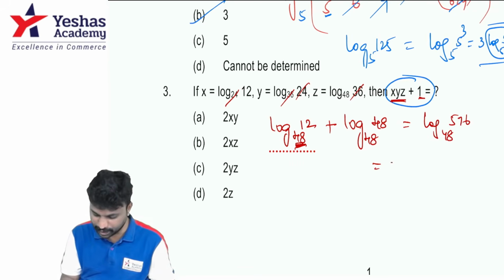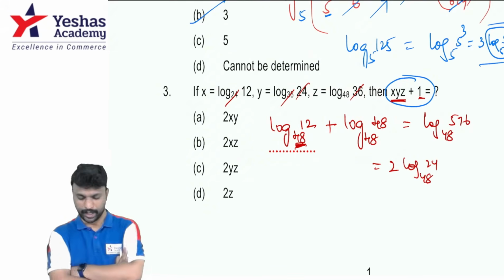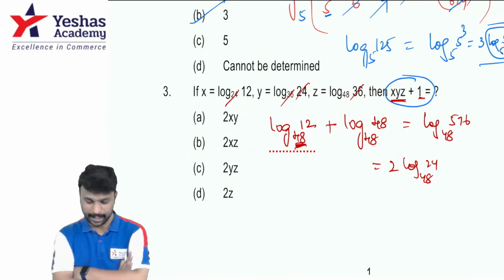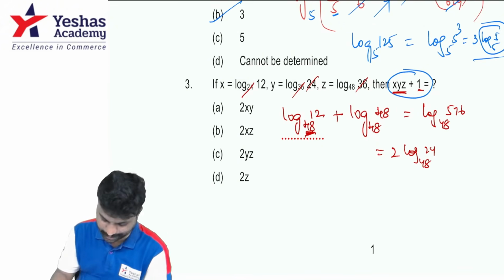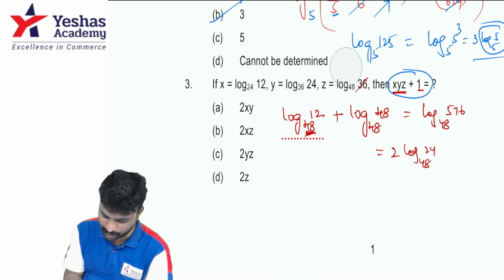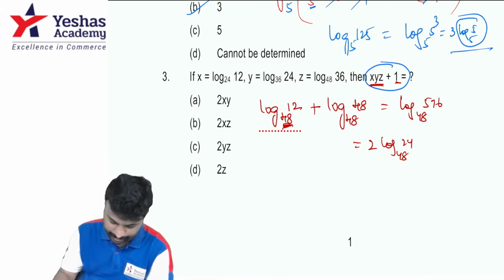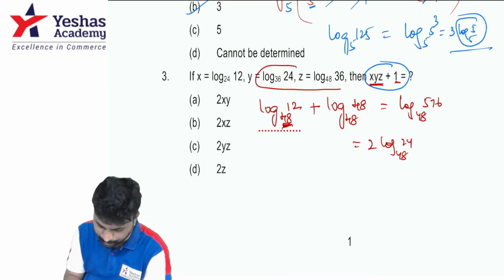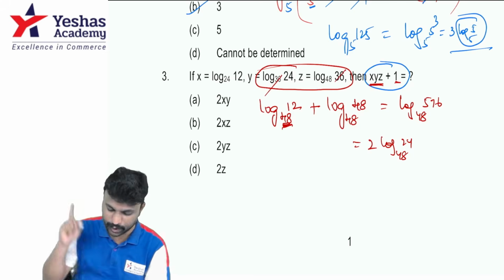So that means it is 2 log 24 to the base 48. Guys, 24 and 48 you must get. So tell me which terms, out of the 4 options, give you 24 and 48. Clearly it is y and z only. If I multiply y into z, this 36 and 36 will get cancelled.